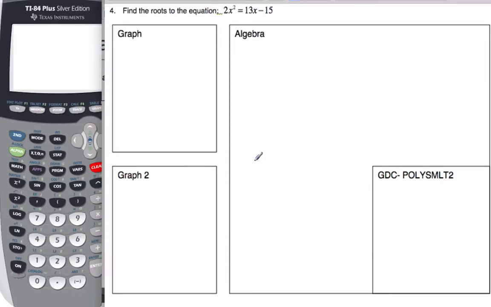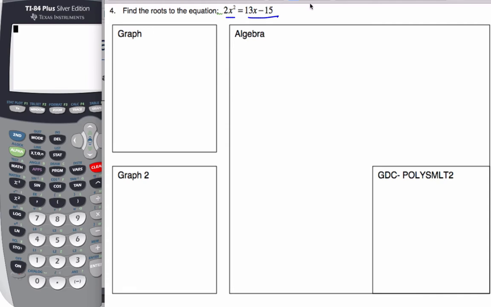Hello everyone, it's Mr. Rops here, and we are asked to find the roots to this equation. Finding the roots is the same thing as finding an x-intercept, or finding the zeros, or if I just said solve the equation. They're all the same question, just written differently. So we're asked to find the roots of this particular equation, 2x squared equals 13x minus 15.